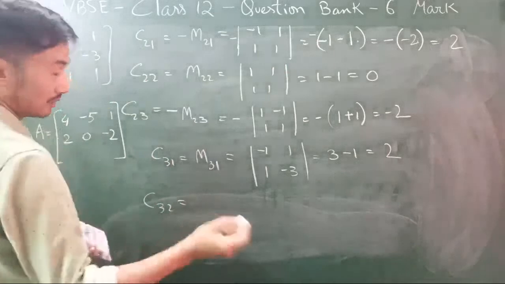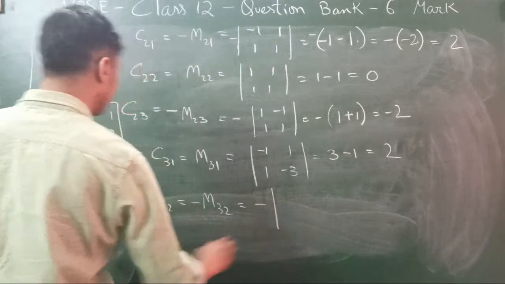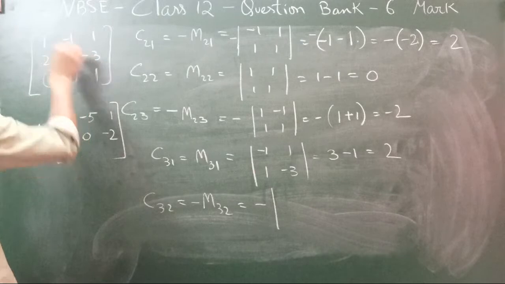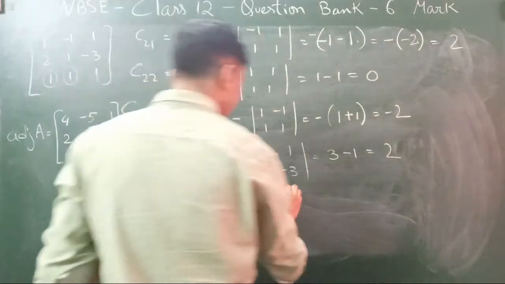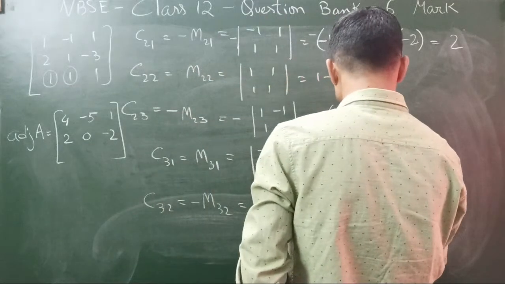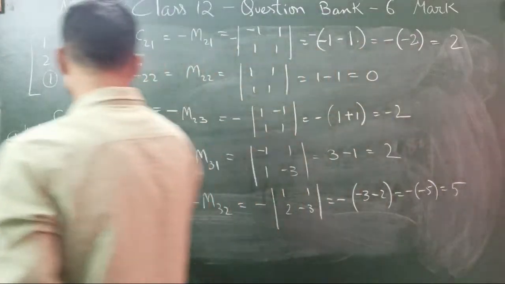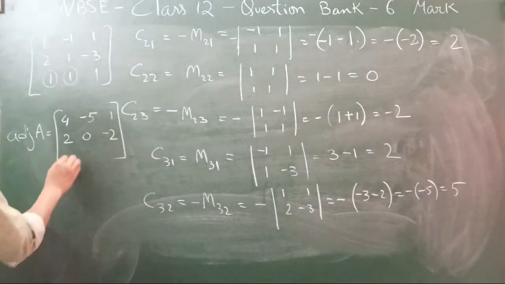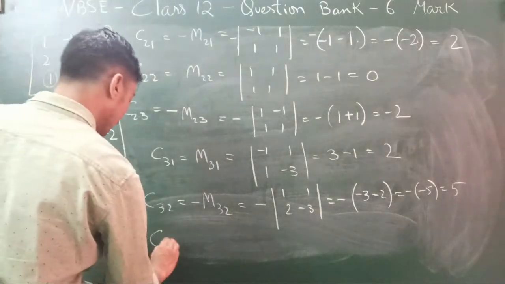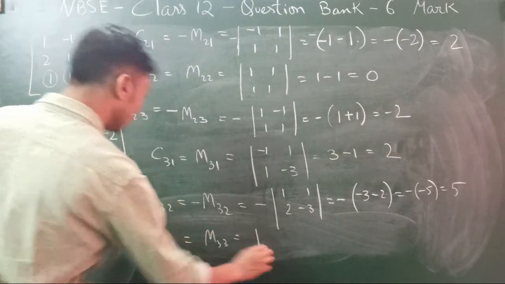C32: 3 plus 2 is 5, odd, so minus M32. That's going to be minus of M32. Ignore row 3 and column 2: 1, 1, 2, minus 3. So that's minus 3, minus 2, so minus 5. So that's plus 5. So we're already having our elements all done now. 2, 5. Last element, C33. That's M33. This one I'll just do it directly.